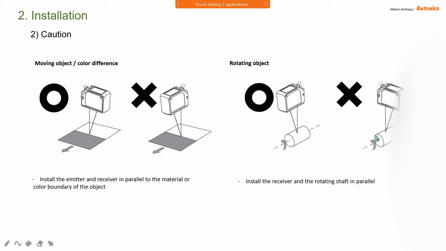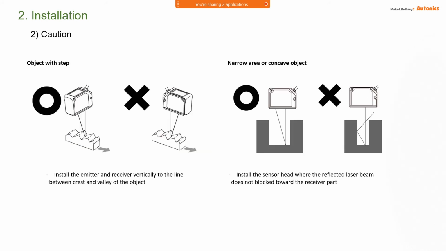This direction is wrong installation. You must install in parallel with the rotating object. This part is also the same. And for the narrow area of a concave object, make sure the emitted light is reflected back to the sensor, not reflected on the wall. So you must make sure you install like this.